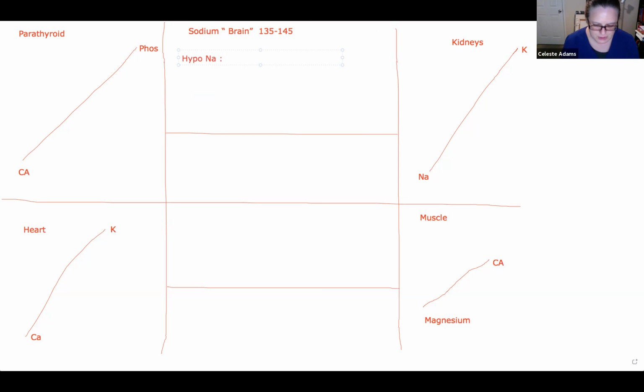So what kind of symptoms are you going to have in hyponatremia? If you know sodium has to do with the brain, what kind of symptoms are you going to have? Seizures. Confusion. What's another one? Dizziness.